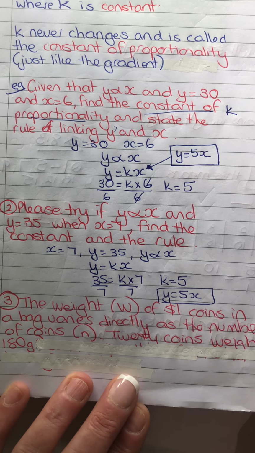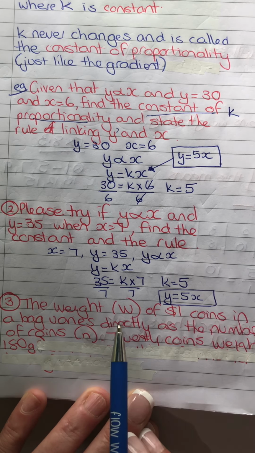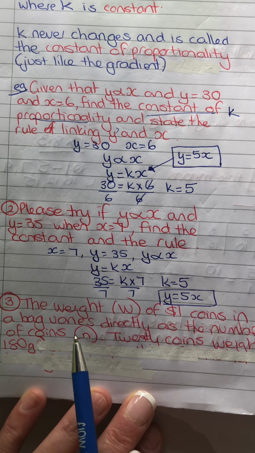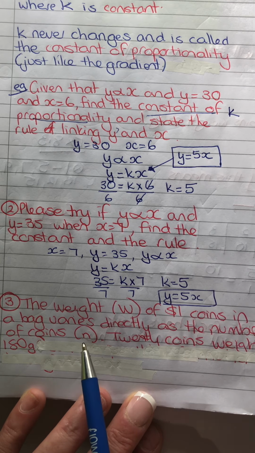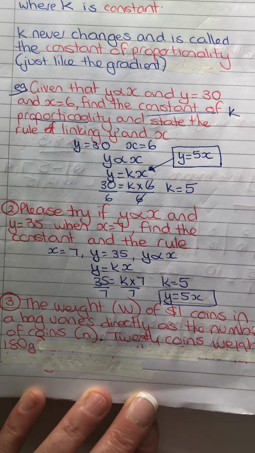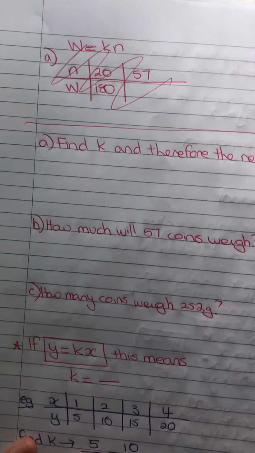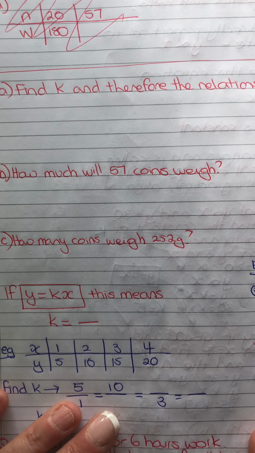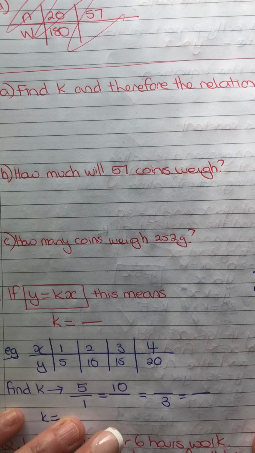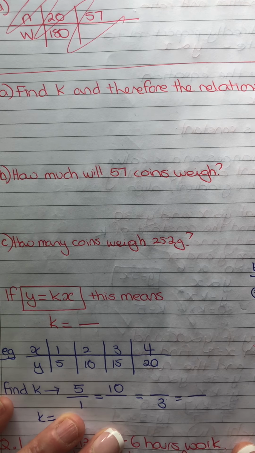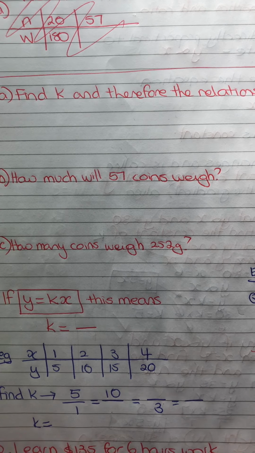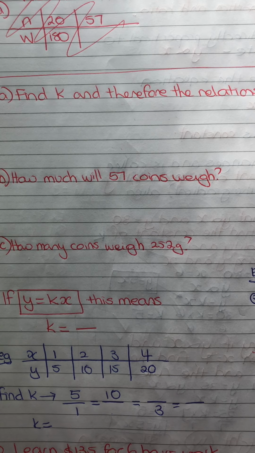All right, now this one, I do want you to write it out. So let's press pause and write this out. The weight, W, of $1 coins in a bag varies directly as the number of coins N. 20 coins weigh 180 g. Please press pause and write that down. All right, let's see. So this is a worded problem, okay? So let's see if we can get the words out and understand what it means. And it says A, B, C. So A, find k and then therefore the relationship.